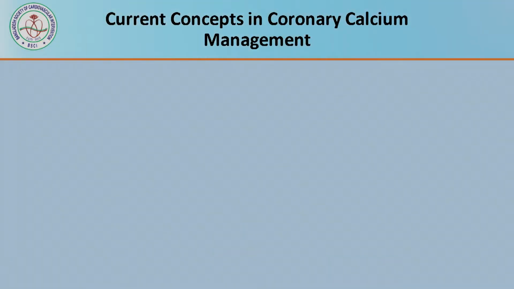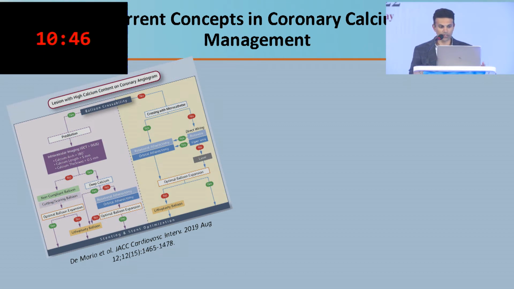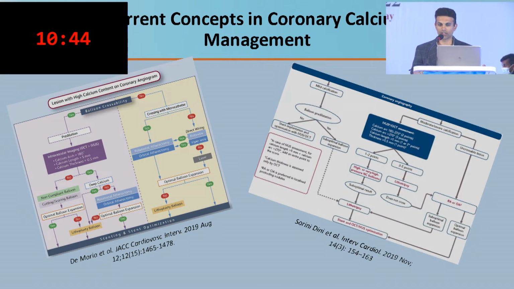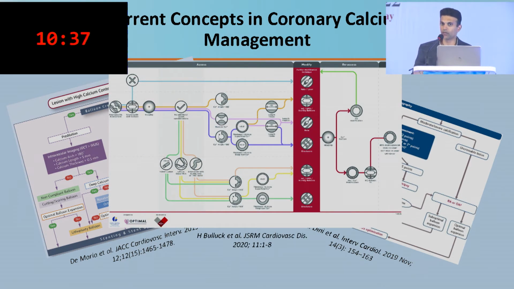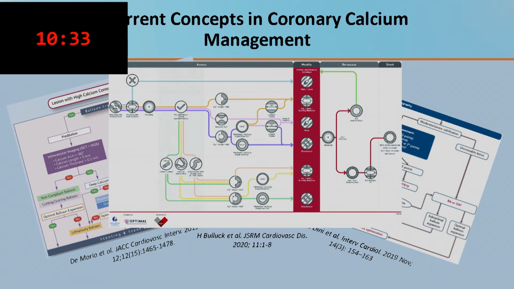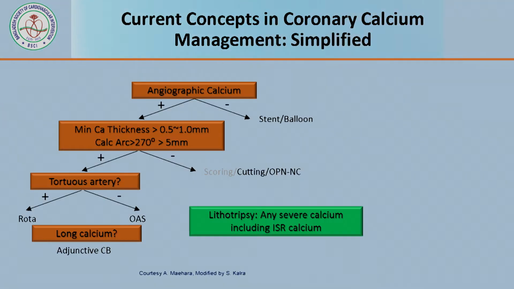So these are the current concepts in coronary calcium management. There's this algorithm, which has got all kinds of crosses and twists. There's this one, which has got even more. It starts to make your head hurt. And then there's this algorithm that came out by Optima, which looks like a map from the London Tube. It's too complicated. There's too many decision points. There's too much to look at here when you're trying to make careful decisions in the course of managing a complex case. So we need to make this a little bit simpler.